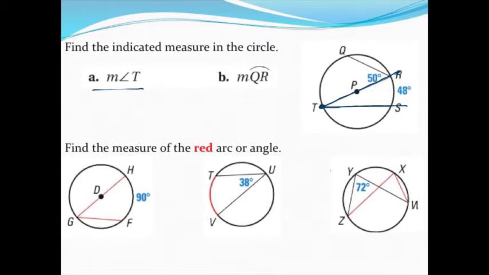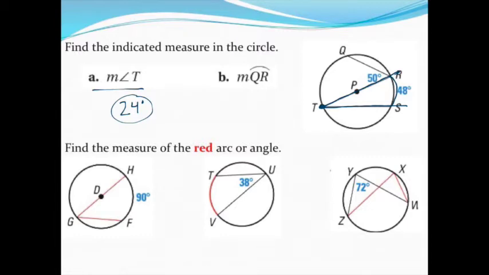So in this case, to find the measure of angle t, the inscribed angle, I take half of the arc it intercepts. Since the arc it intercepts is 48 degrees, this means the measure of angle t is 24 degrees. Okay, works just like that.